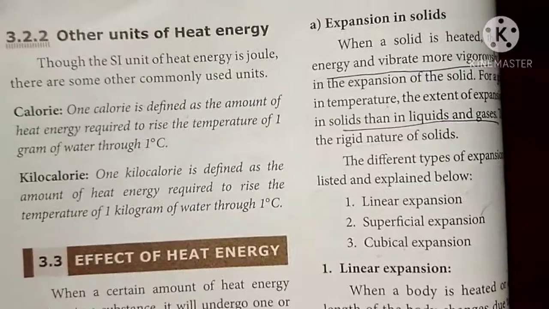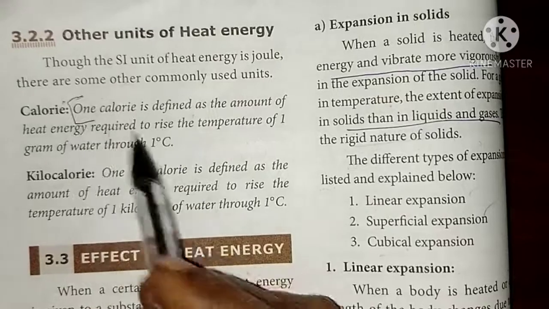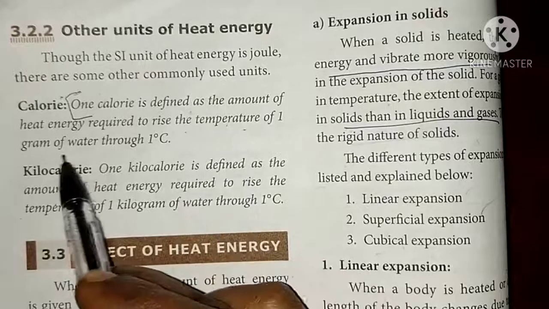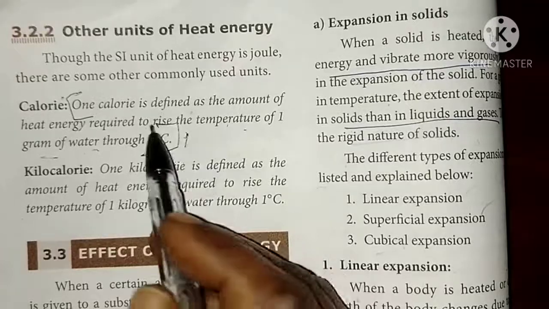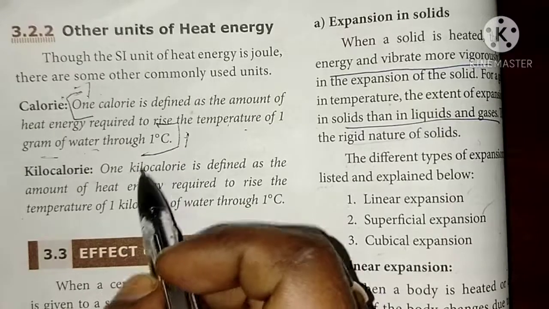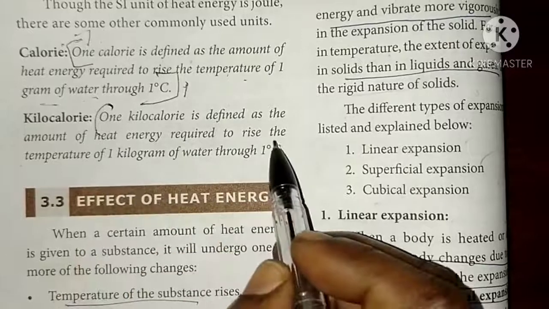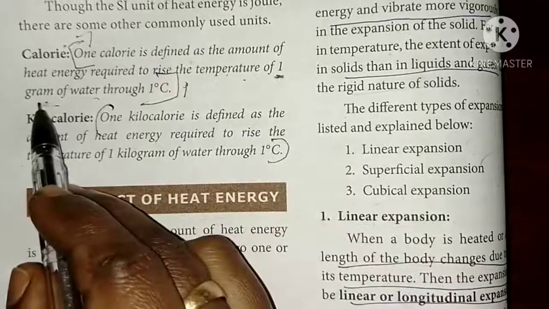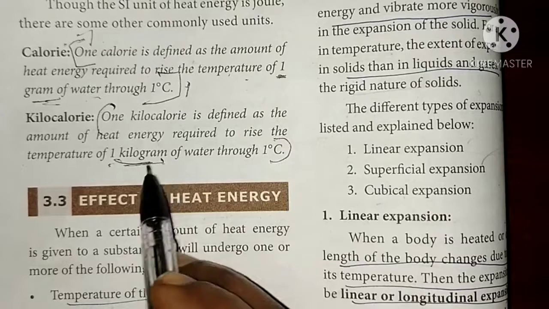Here in this heading, other units of heat energy, that first paragraph you can mark now. 1 calorie is defined as the amount of heat energy required to raise the temperature of 1 gram of water through 1 degree Celsius. Okay, and this is the first question. Okay, brief answer first one. Just mark this question. And this question also, this one is not a book back question, it is another question, just mark it: define 1 kilocalorie. The only difference is that here 1 gram is there, and here what we have to write instead of that is 1 kilogram. Okay, that is the only difference.